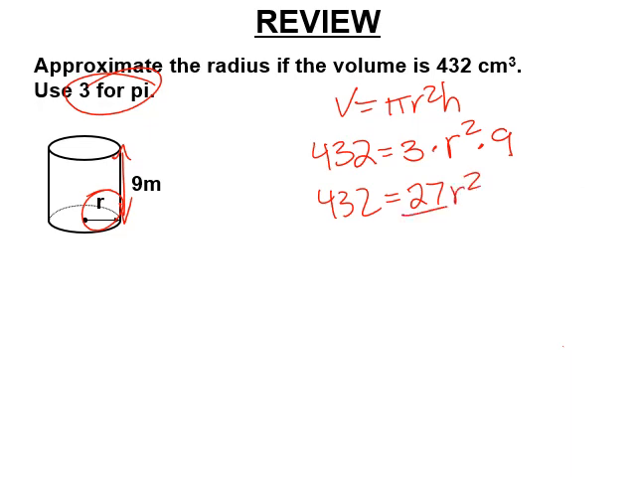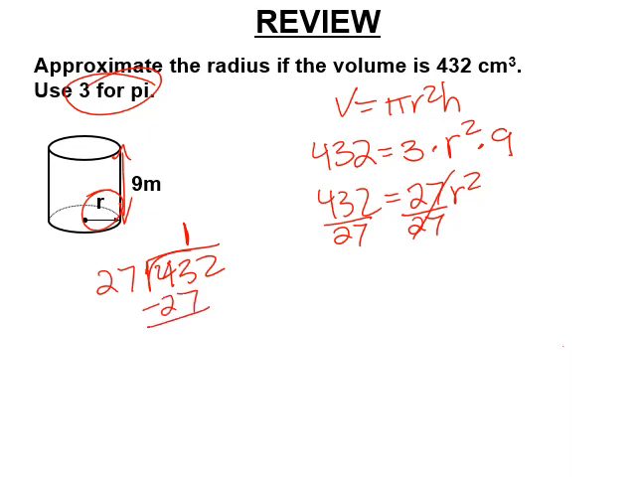And so I have to divide both sides by 27, just like in all equations. We're trying to get r by itself here. So we're going to divide 27 into 432. Well, 27 goes in once, I think, into 43. So we're going to borrow, and we get 6. We get 16. Now 27 into 162. Well, let's see how many times that goes in.